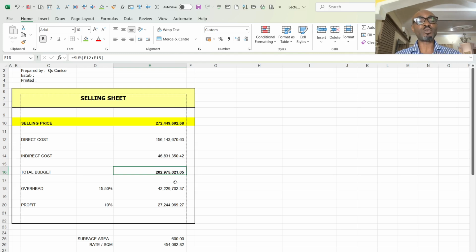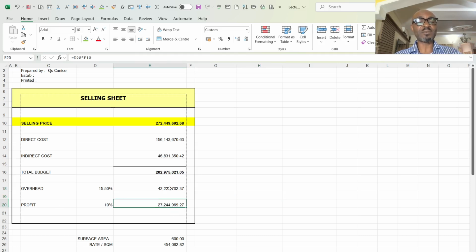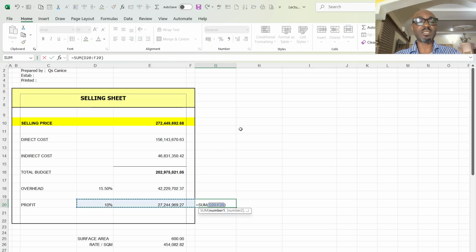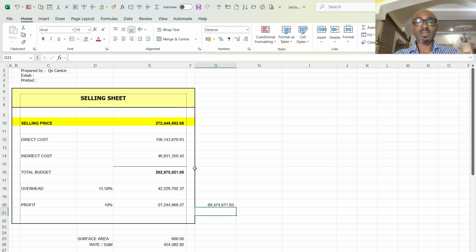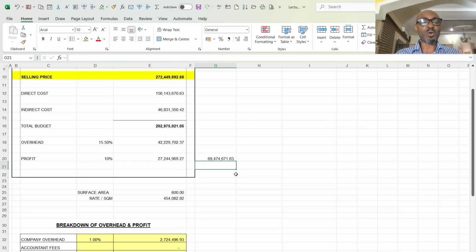Sum them together, I have my 202 million. Then by the time I multiply my selling cost by 15%, I have my 42 million. My profit, by the same thing, I have my 27 million. If I sum this together, I should be able to have 69,447, which tallies with 69,474, which tallies with this, meaning that my workings are correct.